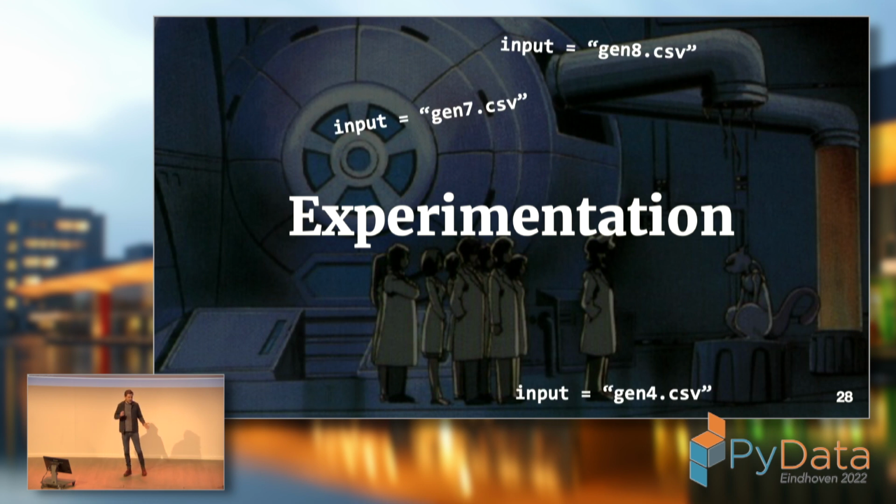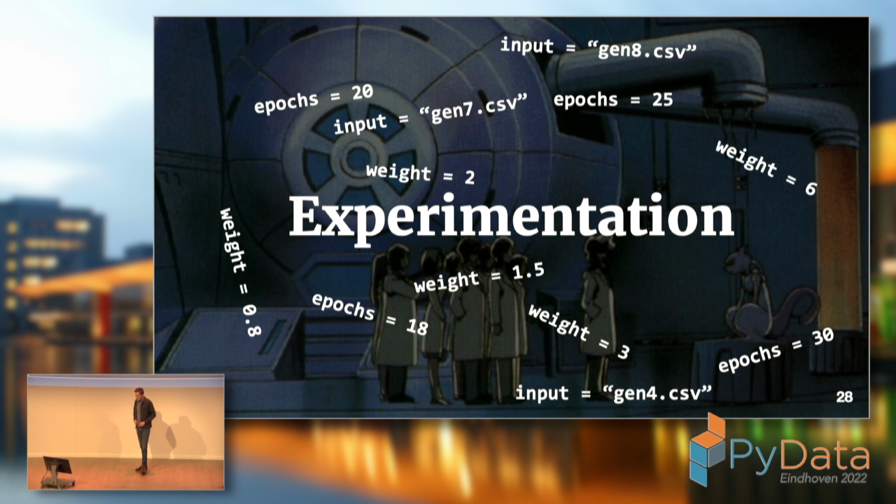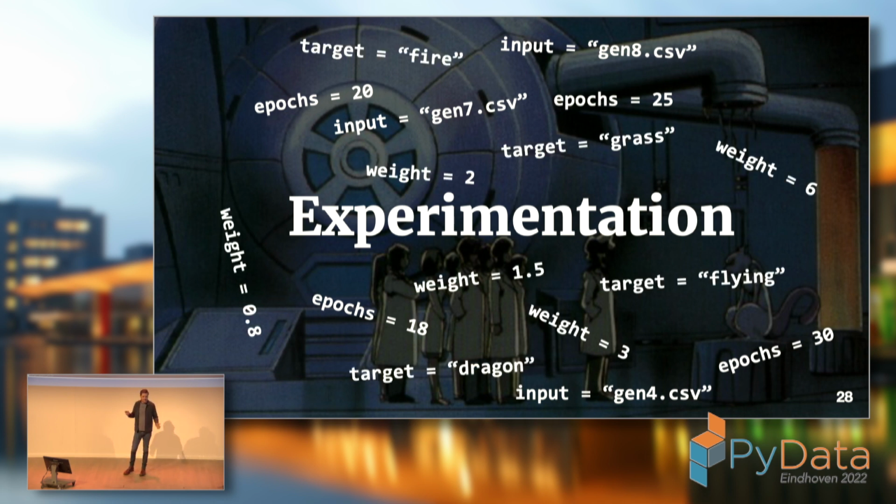So we may change the input data we use to train the model. We can change some hyperparameters and parameters, some class weights maybe. We may even be interested in becoming a different kind of trainer for this presentation. And all of this stuff gets real mucky real fast.